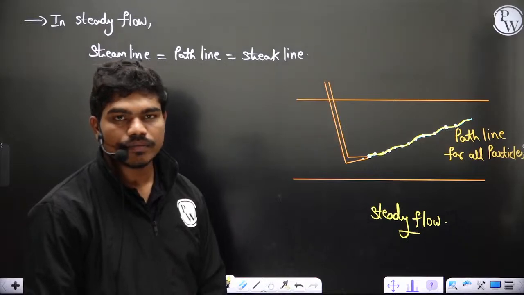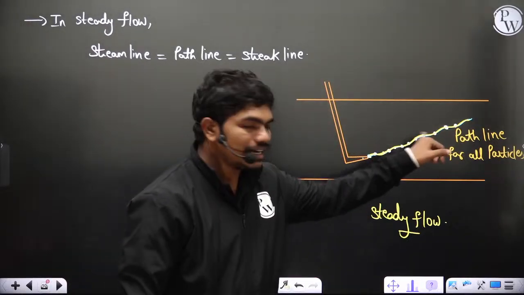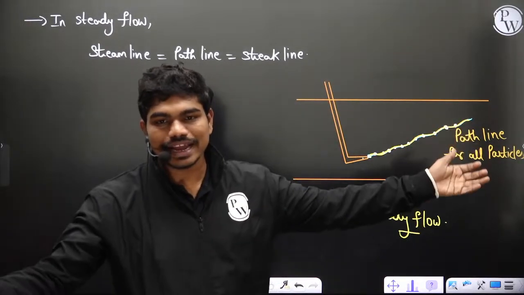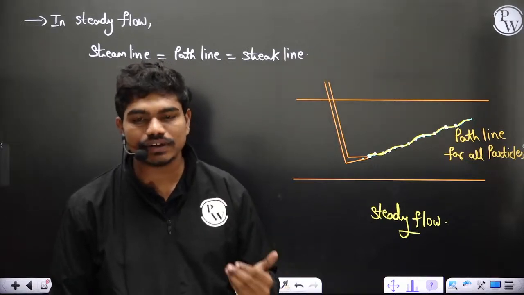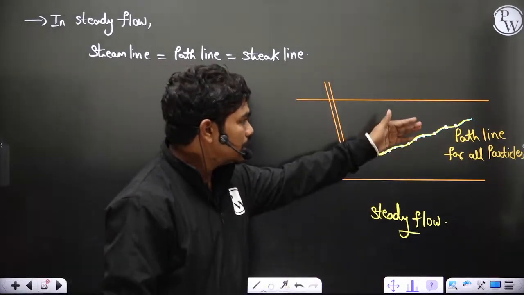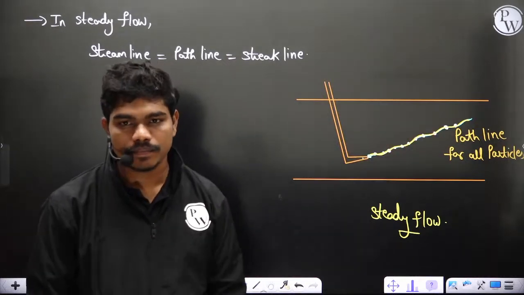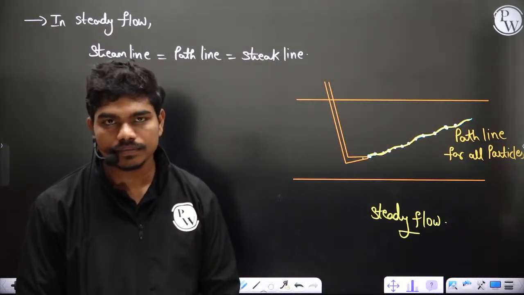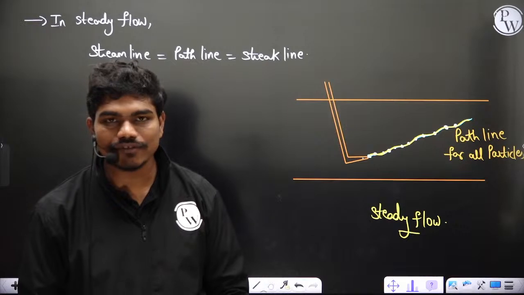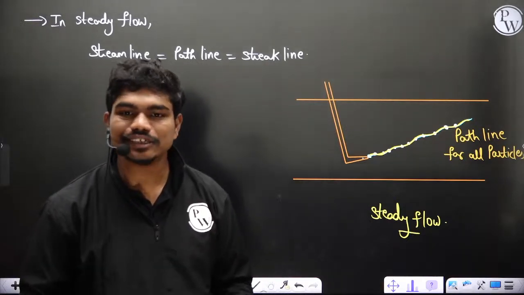Let us suppose on this path line different particles are flowing. Then if I again join all the particles for getting the streak line, what happens? This streak line will just get overlapped with this path line. In a steady flow, path line and streak line are same.